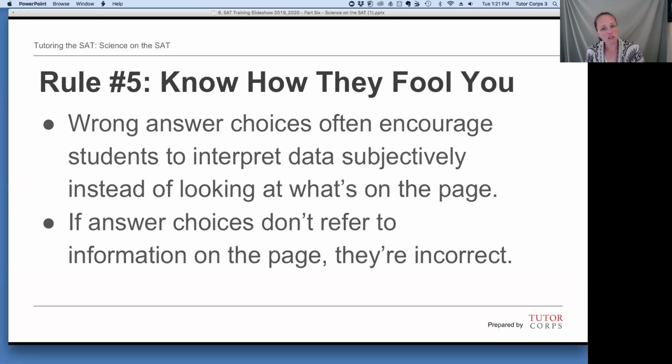The next rule is that students should start to understand how the College Board is trying to throw them off. So wrong answer choices will often encourage students to interpret data subjectively instead of looking at what's on the page. So we really have to help them learn not to follow those instincts. If answer choices don't refer to information on the page, they're not correct.